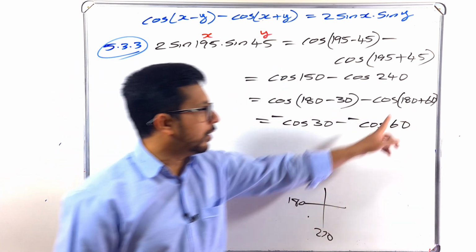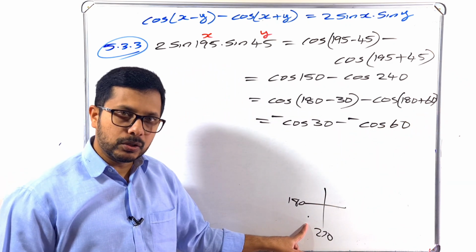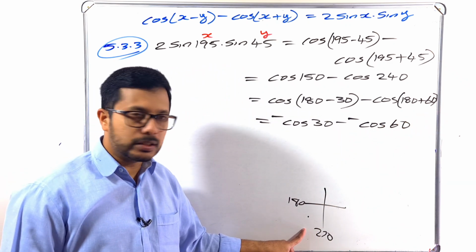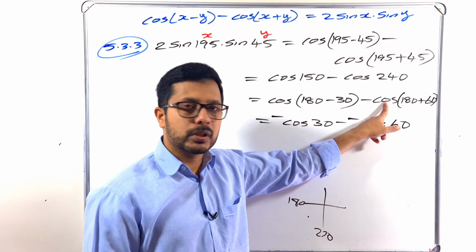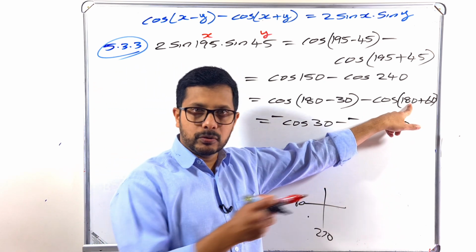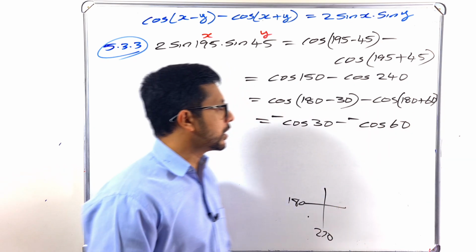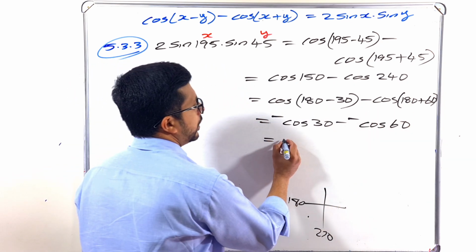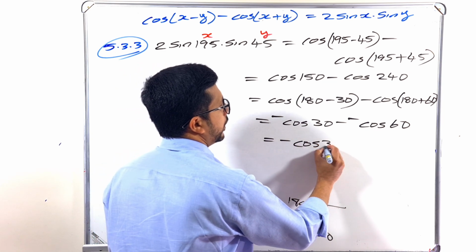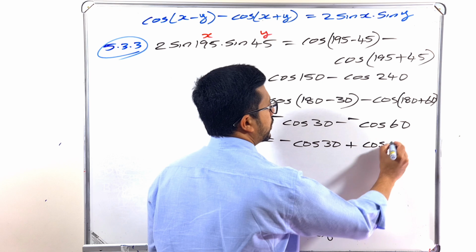So once more, 180 plus 60 is in which quadrant? Third quadrant. Third quadrant, what is positive? Tan is positive. Here what? Cos. So it is negative. Then no change because of the horizontal line. So it is cos 60. Now this one is equal to minus cos 30, minus times minus is plus cos 60.